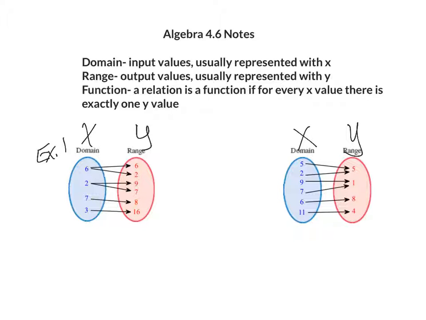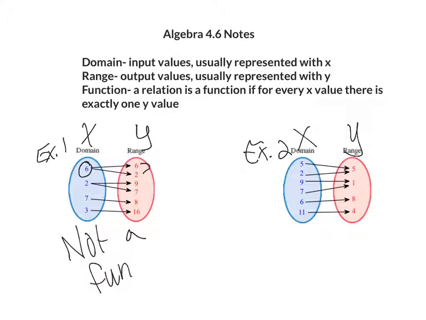So let's take a look at examples 1 and 2. Example 1, we see that 6 is in the domain and it gets mapped to two different values in the range. So we know this is not a function because every X can only be mapped to one Y.